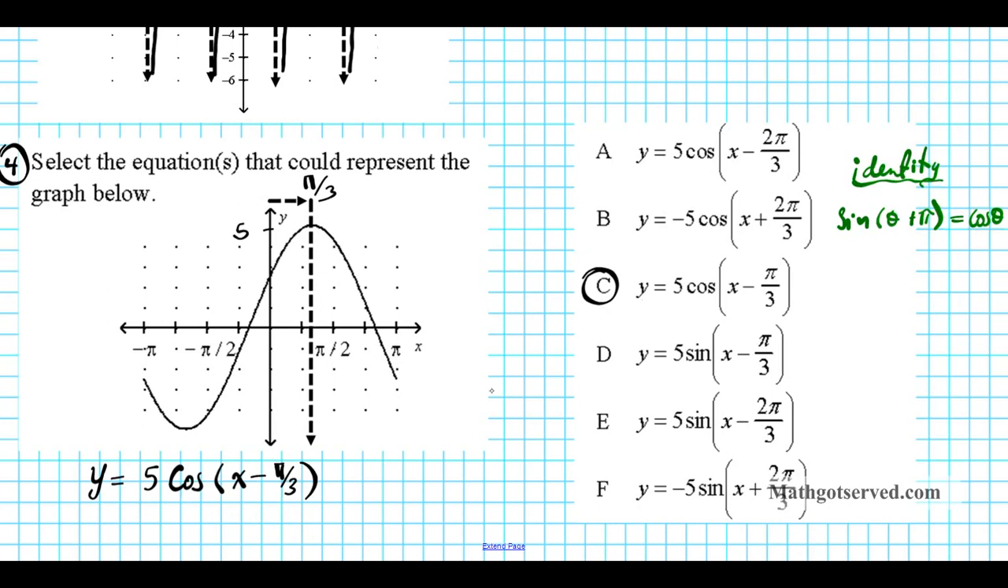Alright, oh, slight mistake, this is the wrong identity. I meant to say negative cosine. So if you want to express cosine using a negative cosine, all you do is basically shift the cosine function pi units to the left. Let me just show you what I'm talking about real quick.